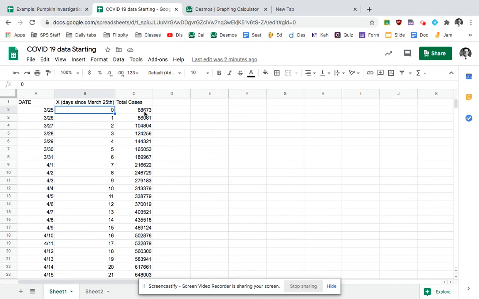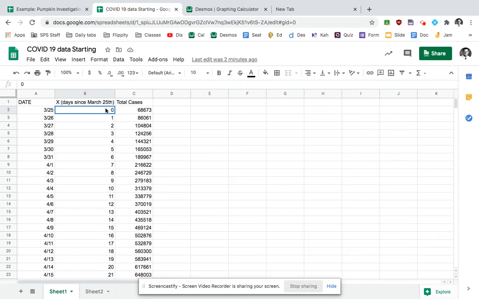Wow, we only had 68,000. Now I think as a country we've had like over, what is it, close to 10 million cases. So that is ridiculous. Anyways, I'm just gonna do the first 20 days. I'll go up to x equals 20.